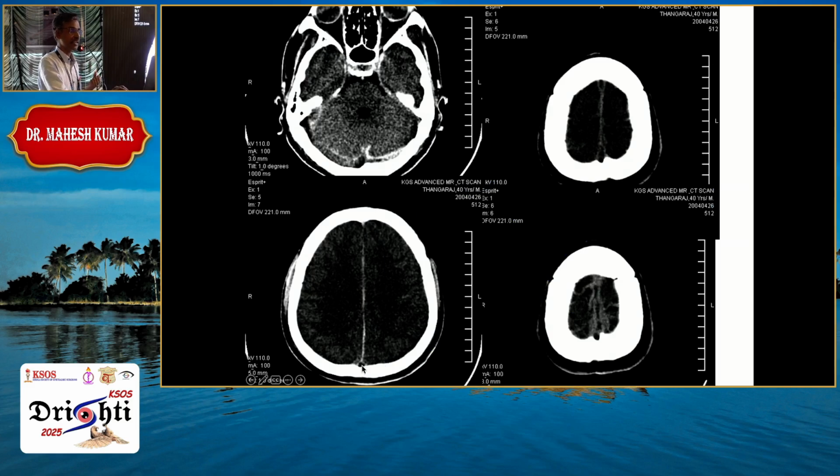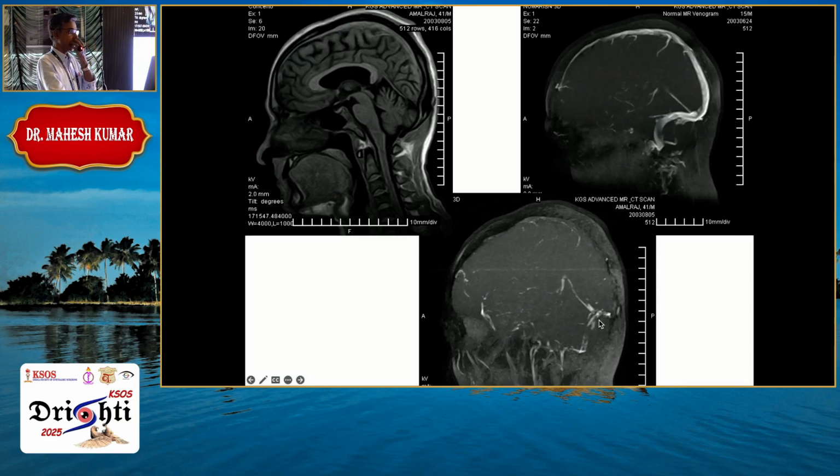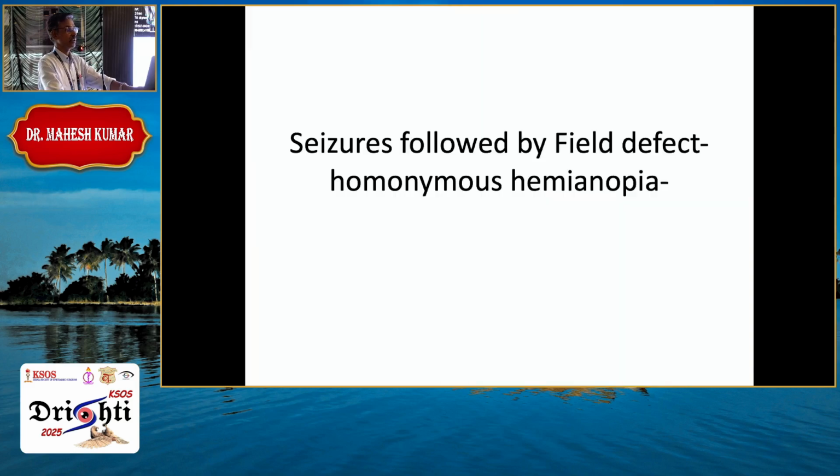It's called an empty delta sign. And you can also see in the superior sagittal sinus a tram track sign due to the filling defect in the superior sagittal sinus. In an MR venogram, this is a normal venogram. You can see the absent signals in the MR venogram. An MR venogram is ideally a non-contrast study, but nowadays they give contrast also.